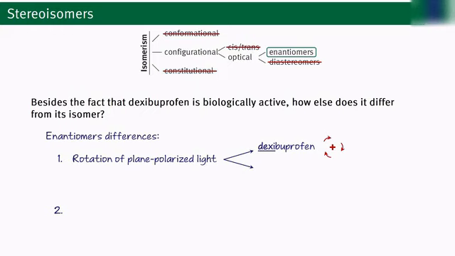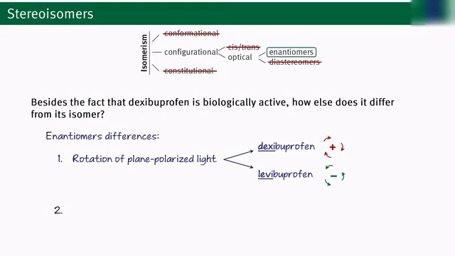Then of course, we also have levibuprofen. Levi, which kind of sounds like left, is the typical prefix used for the enantiomers that rotate plane polarized light left, so counterclockwise. And that's illustrated with the negative sign. You can remember that by thinking that being gauche, which is French for left, is typically not a great thing, hence the negative sign.